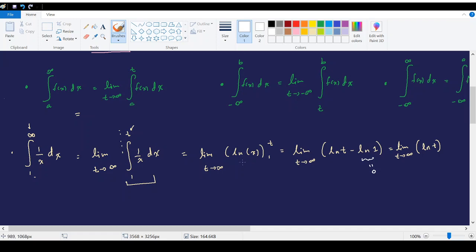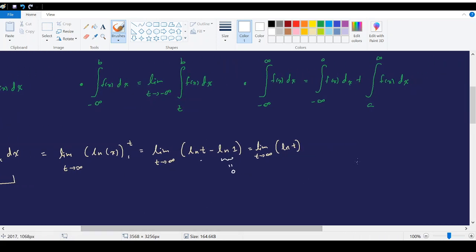The integral of this one is ln x, and when you substitute the two limits, the upper limit and the lower limit, you will get this one. And remember, ln 1 is equal to 0. So the answer will be the limit of ln t when t goes to infinity. Now to compute this one, you can even consider the graph of ln t, which is like this. This is the graph of ln t, and this is the intersection point.